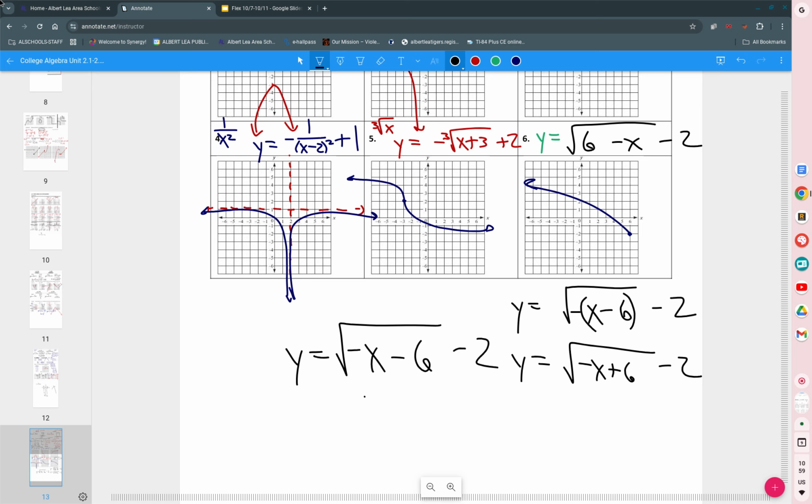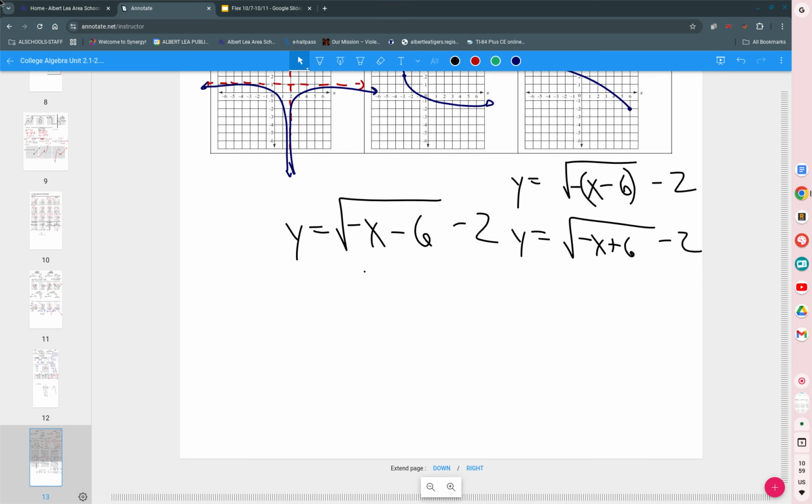So I want to show you why this is wrong. The question came up. Cooper asked this one the last hour. Notice if I factor out the negative, I get an x plus 6. That tells me that it's shifted to the left, but it's not shifted to the left, is it?